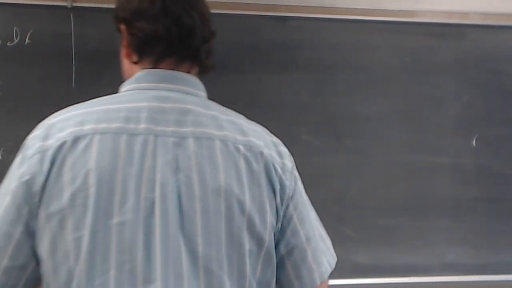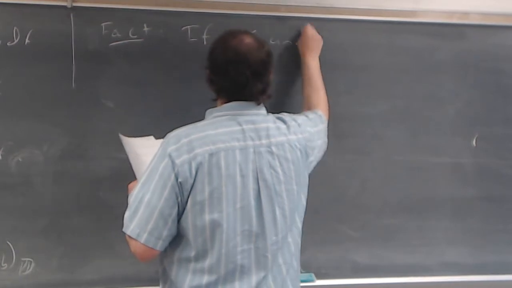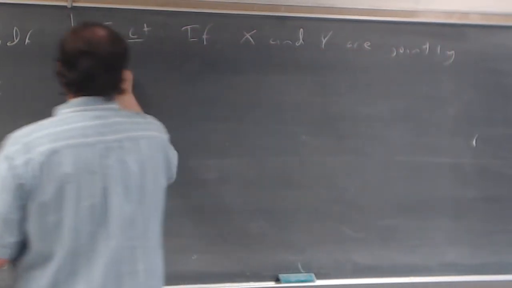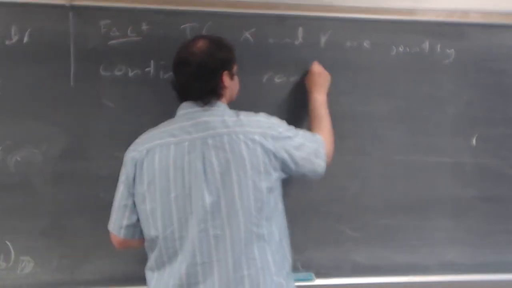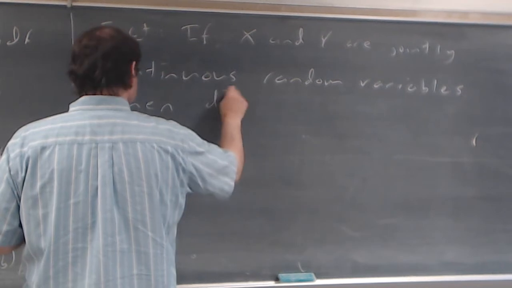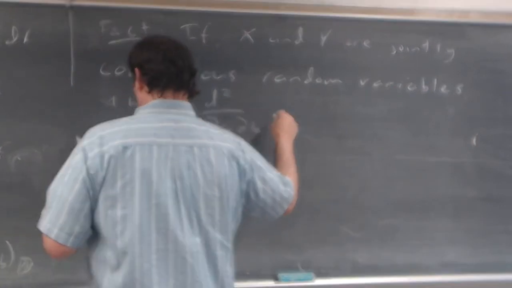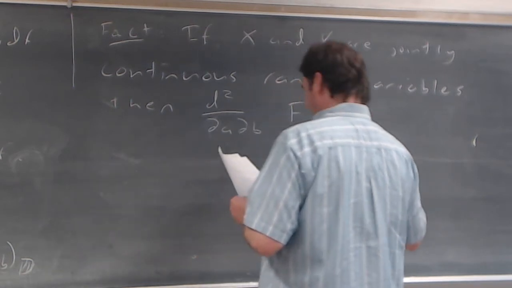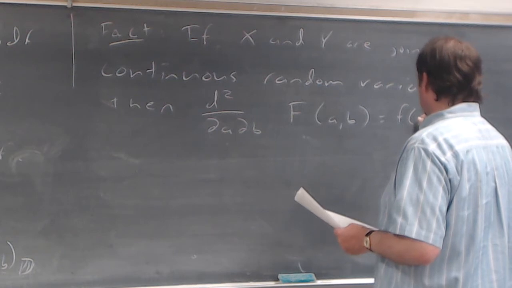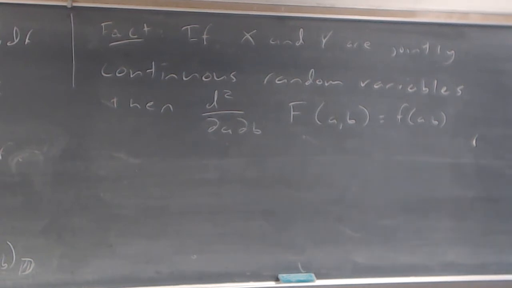Another fact: if x and y are jointly continuous random variables, then if you take the partial derivatives here with respect to a and then b of f of a, b, that's the partial derivatives of the CDF, that's going to be equal to the joint PDF of x and y. Okay? And so here's the proof.